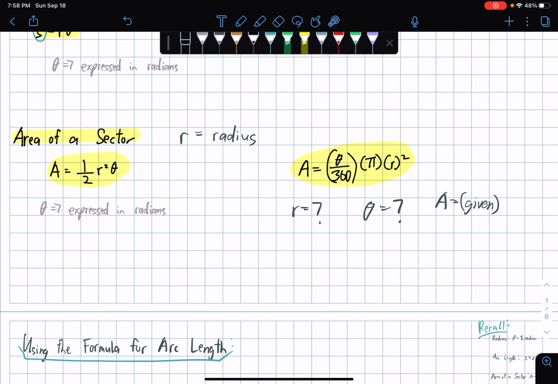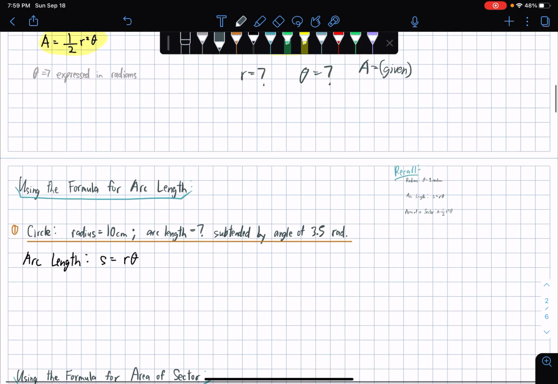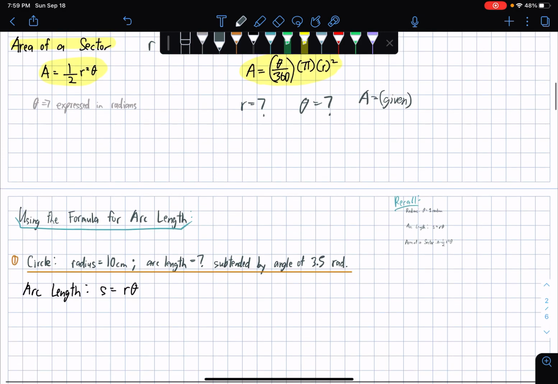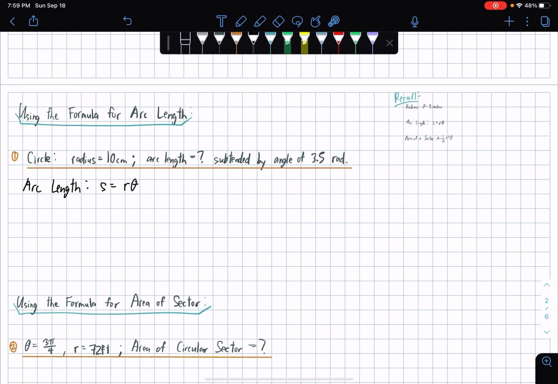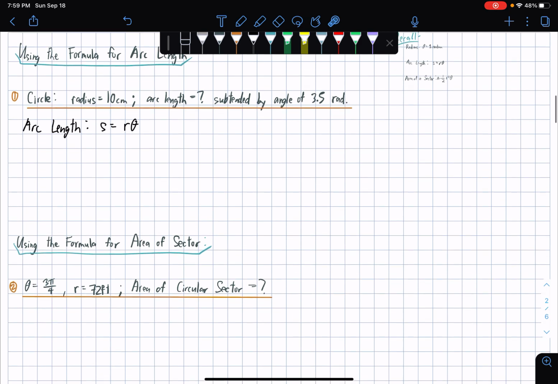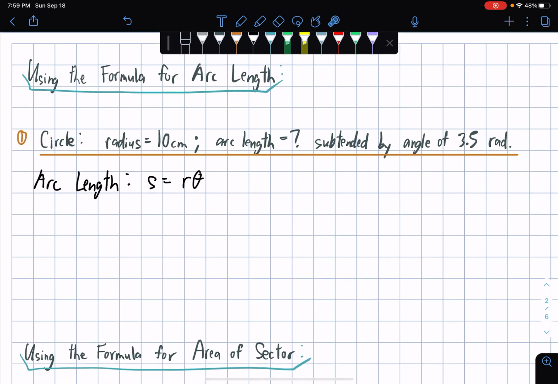Of course, consequently, for the area of a sector formula, this one that I'm pinpointing right now, it is already assumed that you have the radius value and the theta value. All you have to do is find the area. Basic algebraic solving. Anyways, let's apply. Let's have a few practice questions using the formula for arc length. So this is one problem about it.